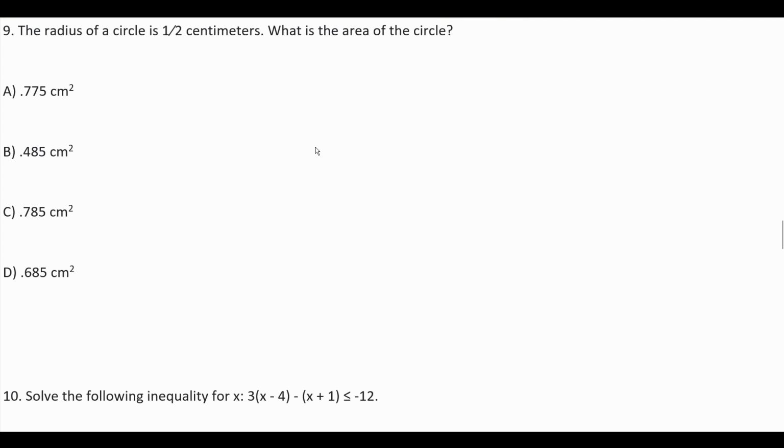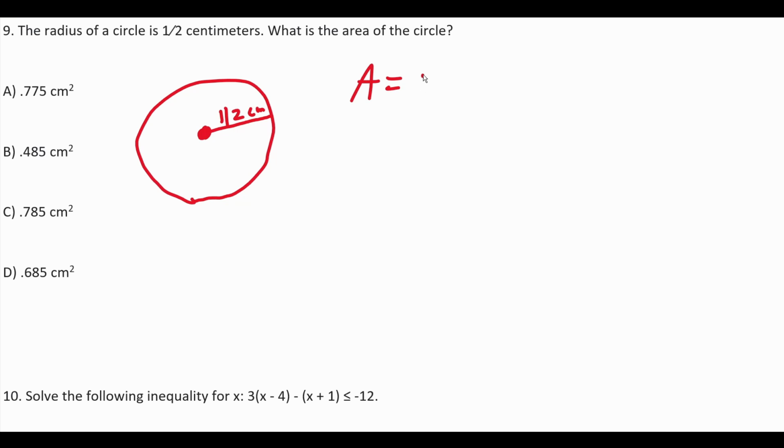All right, number 9 says the radius of a circle is 1/2 centimeter. What is the area of the circle? So in this case, we're dealing with a circle, and we're told what its radius is. Again, radius is always the distance from the center point of the circle to the edge of the circle. So this distance that I just drew right here is 1/2 centimeter. We want to find the area of this circle. Area of circles is always given by the formula area equals pi r squared, where r, of course, stands for radius. So let's go ahead and start working on this one.